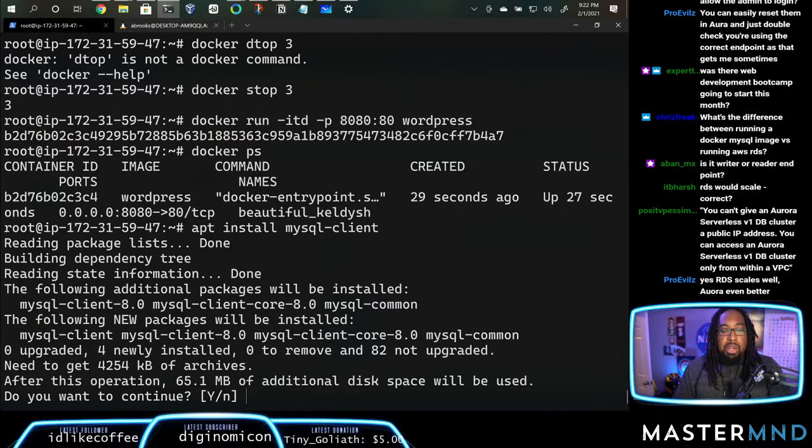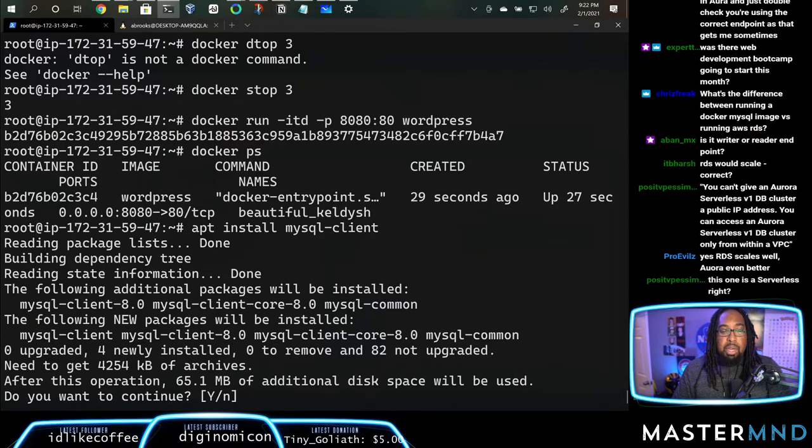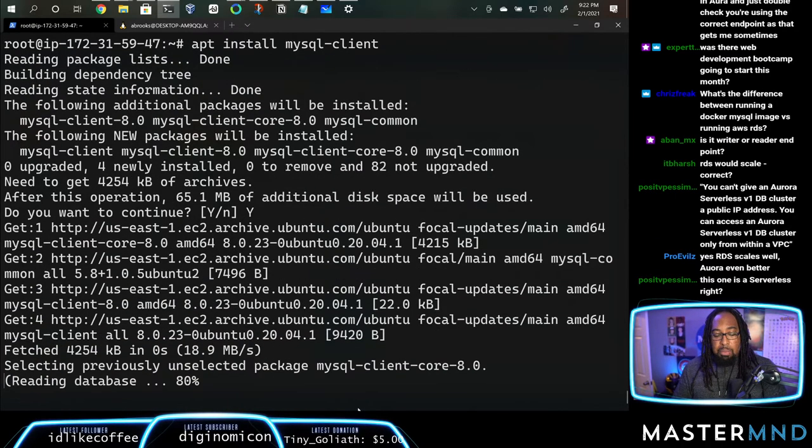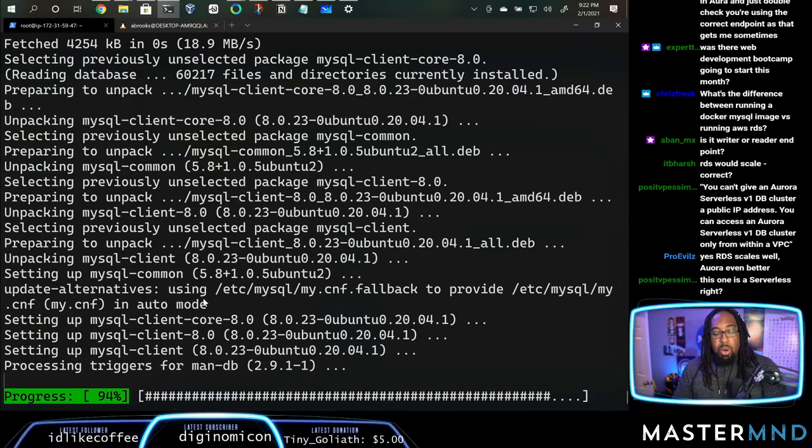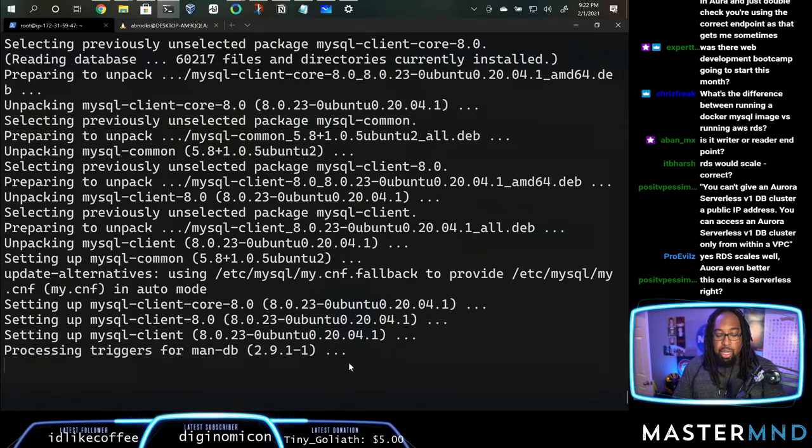But yeah, you can't give an Aurora Serverless v1 cluster a public IP. You can access Aurora Serverless v1 only from within a VPC. Okay, so I should actually be able to connect from here. That makes sense. Cool. I should be able to access it from this system. And so we'll try that right now.